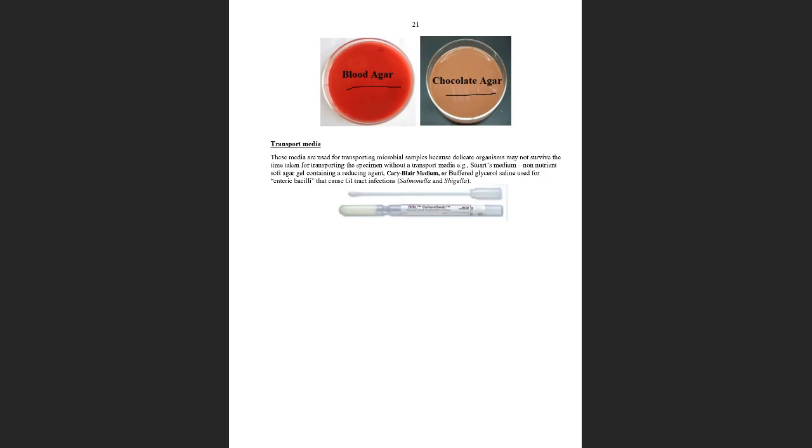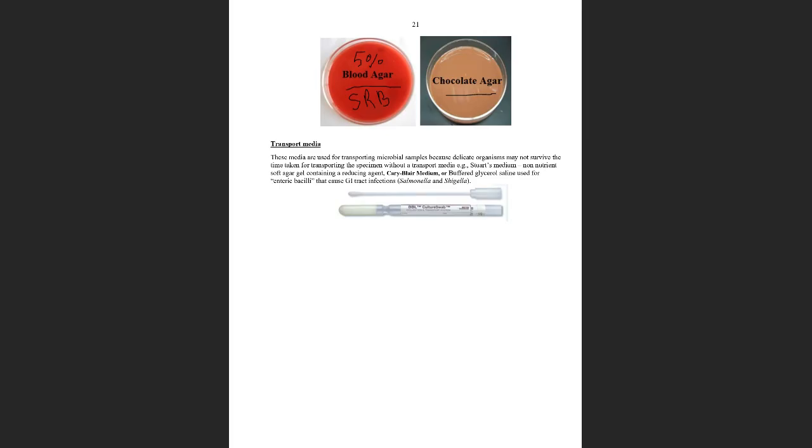Chocolate agar plate does not have chocolate in it. It's just the color is chocolate. And it's basically a modified version of the blood agar. Blood agar has 5% sheep red blood cells in it.